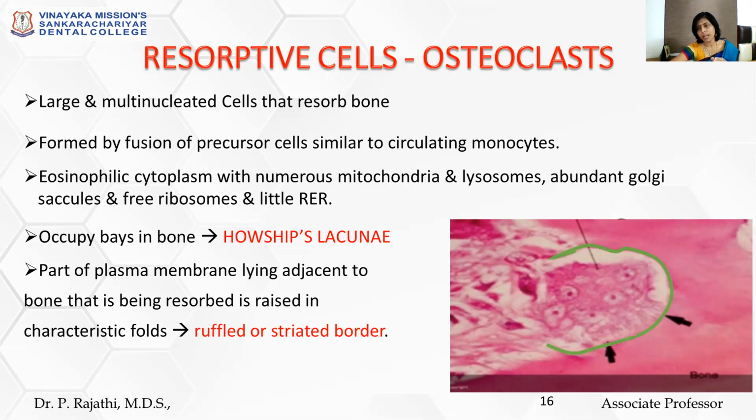And note that the plasma membrane of the osteoclast, where the bone is going to get resorbed, you can see striations, right? So the plasma membrane lying to the bone that is to be resorbed is thrown into folds. This you call it as ruffled or striated border. So ruffled or striated border you can appreciate in this picture from the hematoxylinophilic, purple color arrows. It is between the purple color arrows. So you can see Howship's lacunae and ruffled or striated border.